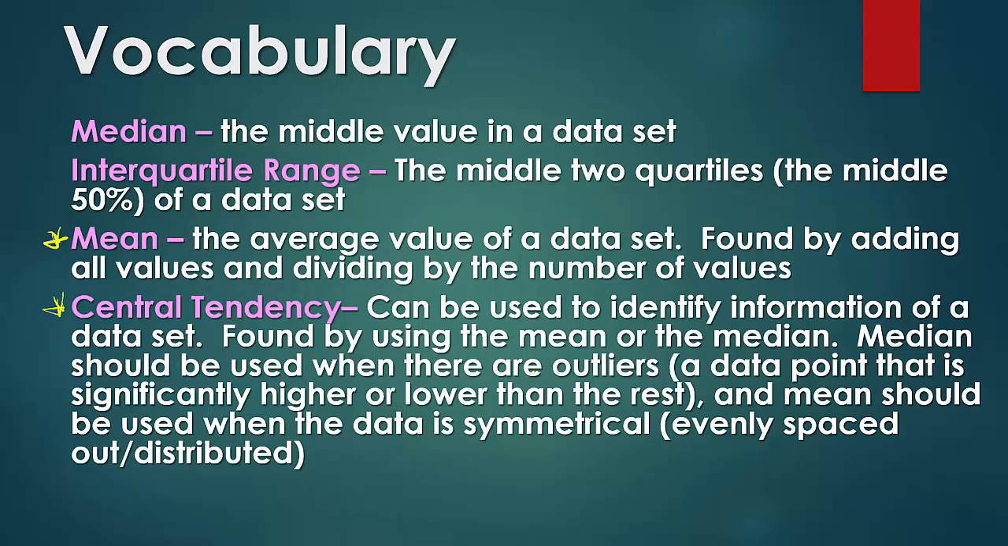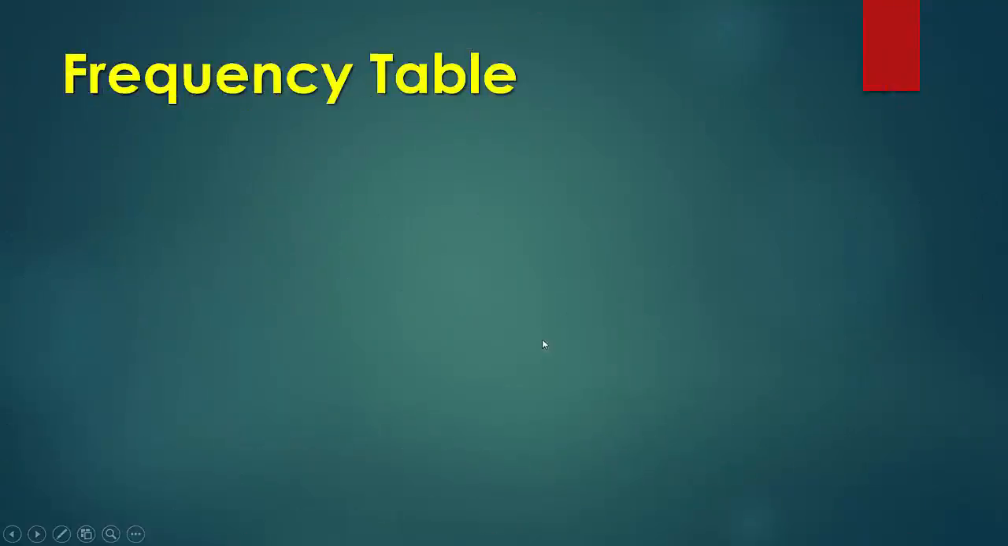So this can be used to identify information of a data set. You find it either using the mean or the median, depending on whichever situation is best. Median should be used when there are outliers, like if you had a bunch of numbers, and let's say it was 20, 21, 24, 27, and then you had a 50, okay? In that case, median would be the best number to use, not the mean. But if all your numbers were pretty close together, what we call symmetrical, then mean is the best thing to use.